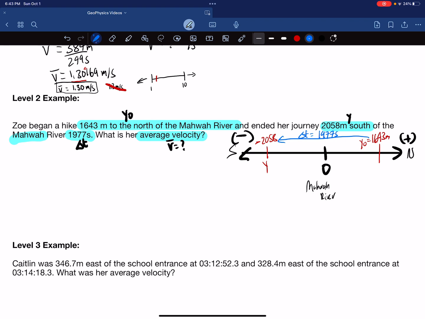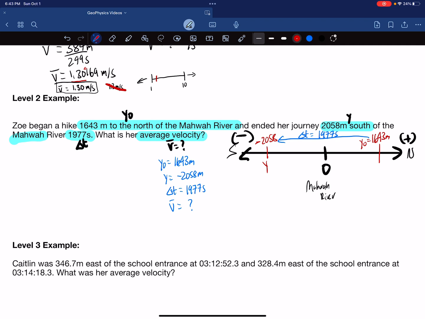Now we can list our givens. We can say that Y0 is 1643 meters. And the final position is minus 2,058 meters. We are looking for delta Y. Oh, we are not looking for delta Y. We are looking for V bar, the average velocity, and we have a delta T, which is 1,977 seconds.